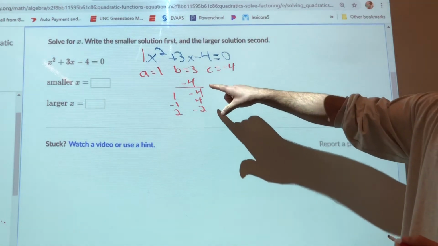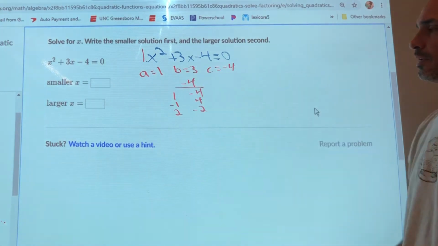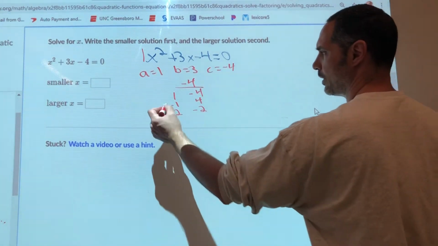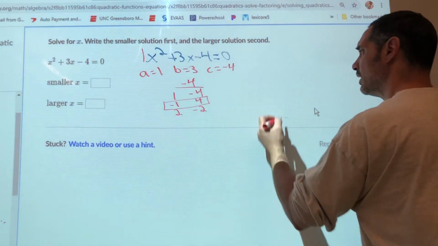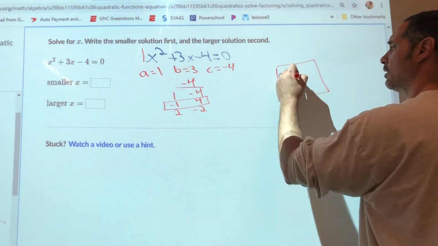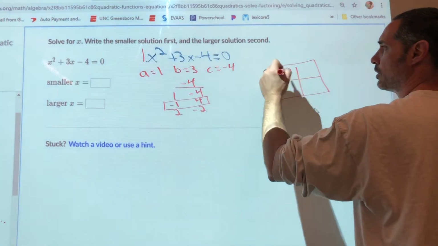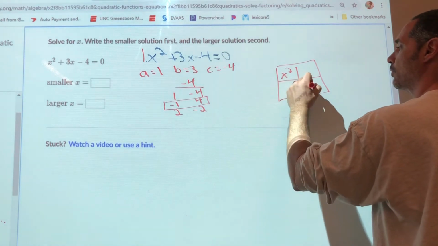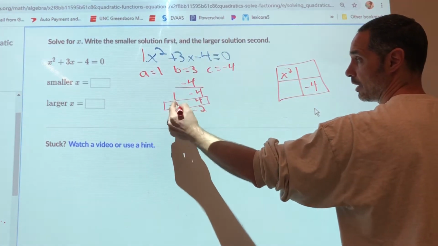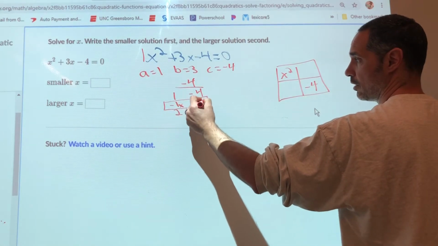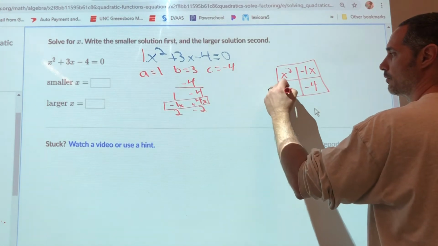I need the factors of -4 that add to 3. So the ones that add to 3 are going to be -1 and 4. And so I'm going to use the box method again. My leading term, x squared, goes here. My last term, -4, goes here. And I'm replacing the 3x with -1x and positive 4x. -1x and plus 4x.